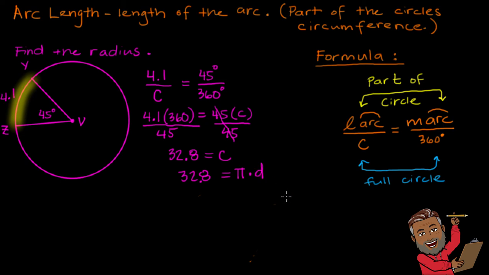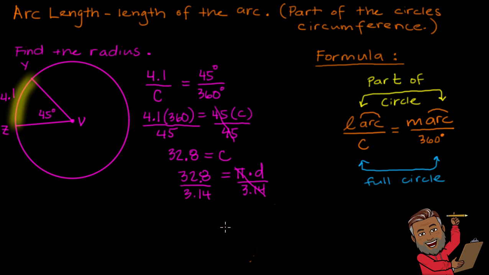Now I know what pi is. Pi is approximately 3.14. So if I divide both sides by pi, 3.14, what's going to happen is this should cancel out right there, and we now have our diameter.